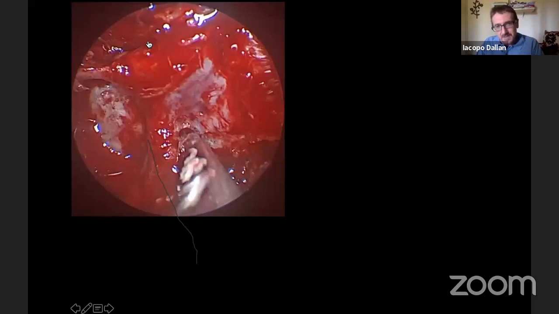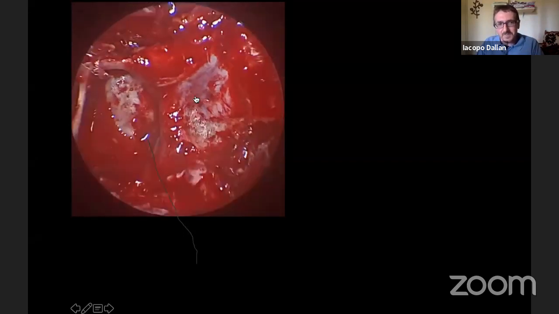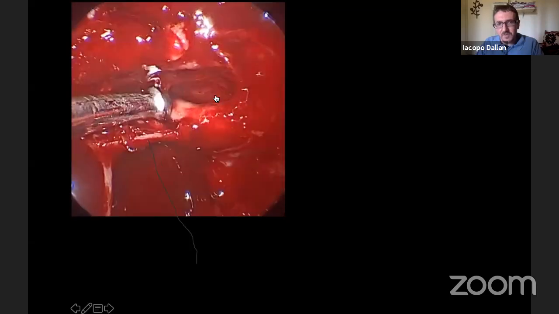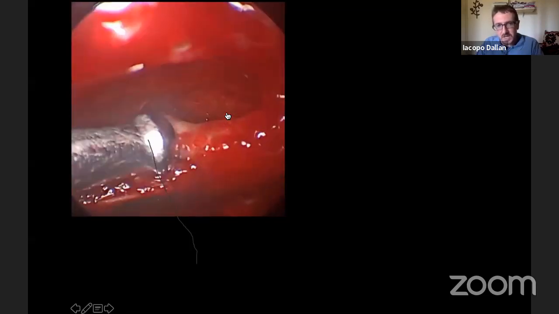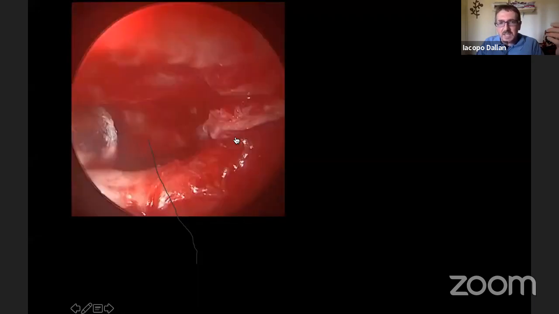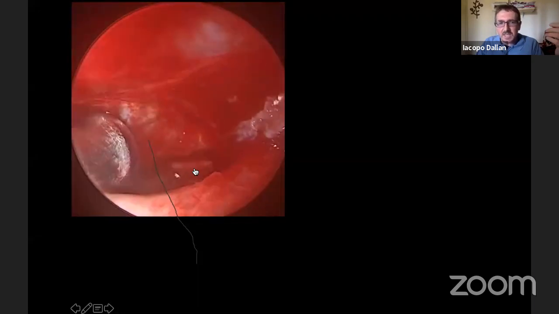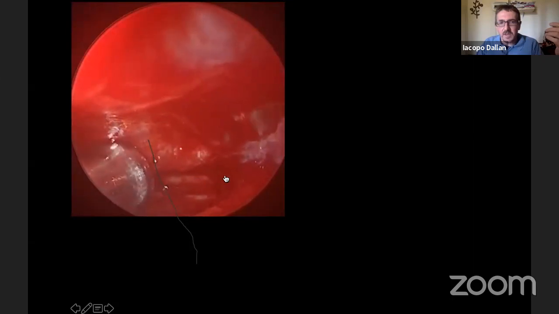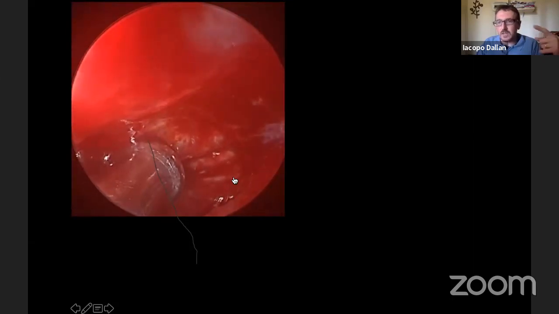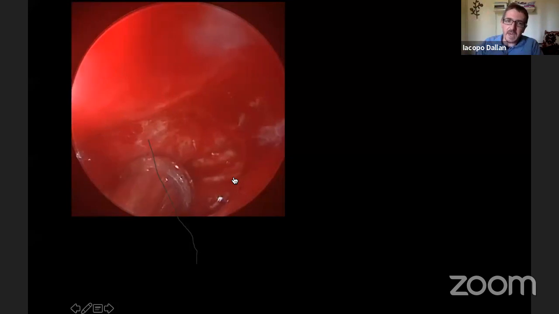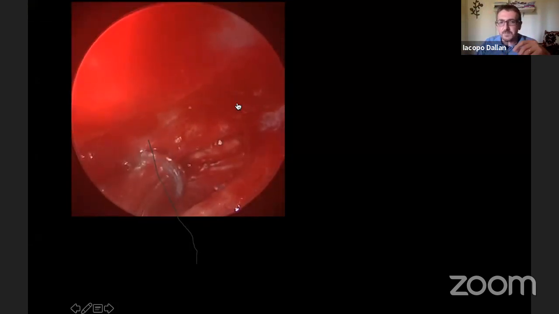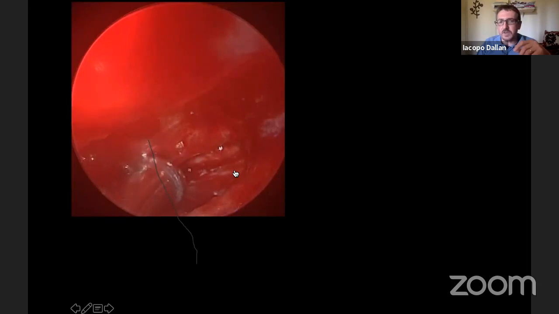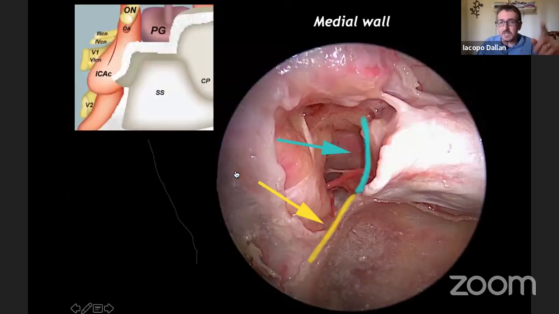But as you see here, the paraclival with a 45, no residual tumor seems to be there, probably some part. But what is nicely seen here is the position of the oculomotor nerve here, or the trochlear nerve. So we are looking inside of the bending of the cavernous ICA that is here, to the third and fourth cranial nerve on the lateral side. So more or less this way.